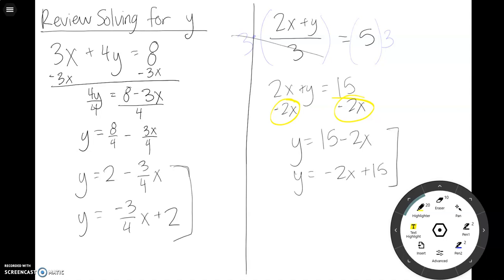Since it was being added on the left side, I had to subtract it. So the way I get rid of addition is by subtracting. In my first step, I wanted to get rid of this 3 that was being divided, and so I multiplied. So to get rid of division, I multiply. So recognizing what operations undo each other is another critical component of solving for y. And just remembering that the goal of solving for y is to isolate the variable, right? Get that y all by itself.